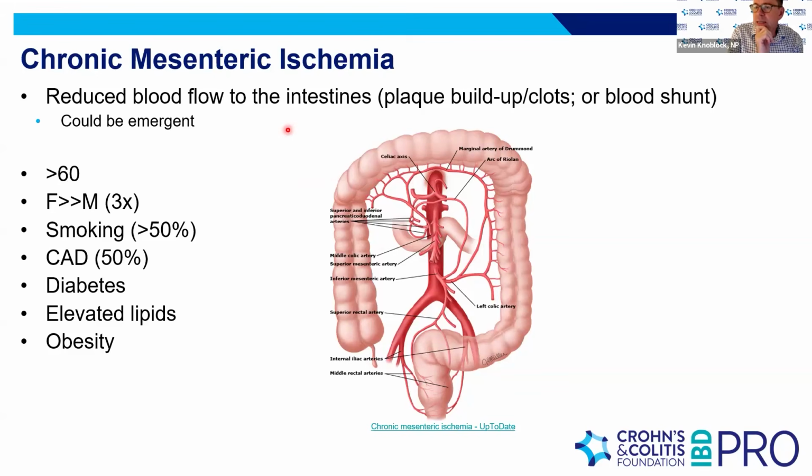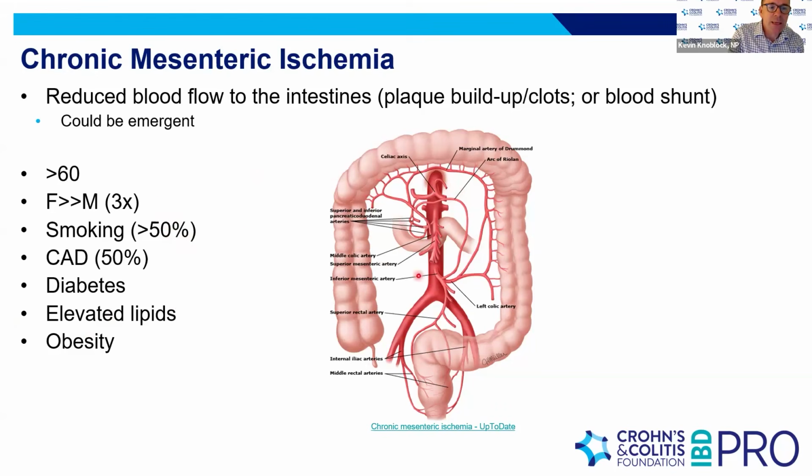So patients we see who get chronic mesenteric ischemia, they're definitely 60 plus. Females almost 3 times as males, as some of the data showing. Smoking, 50% of people who've smoked have a risk seen with mesenteric ischemia. Coronary artery disease, diabetes, elevated lipids, and obesity. So it's kind of coronary artery disease for the gut here.